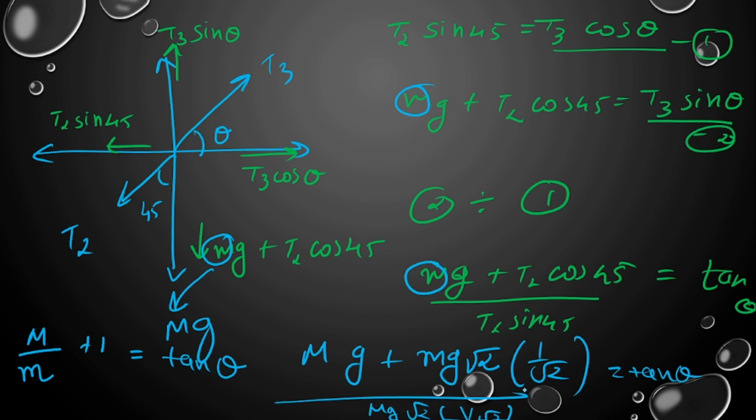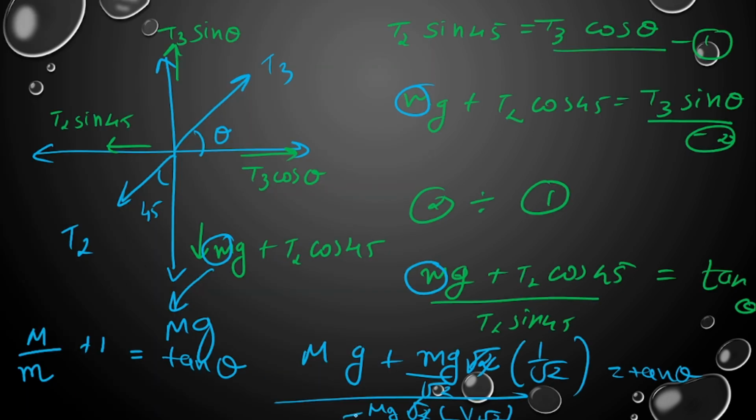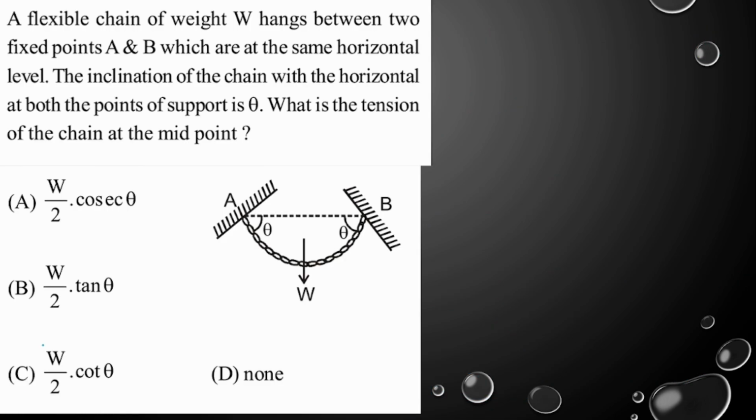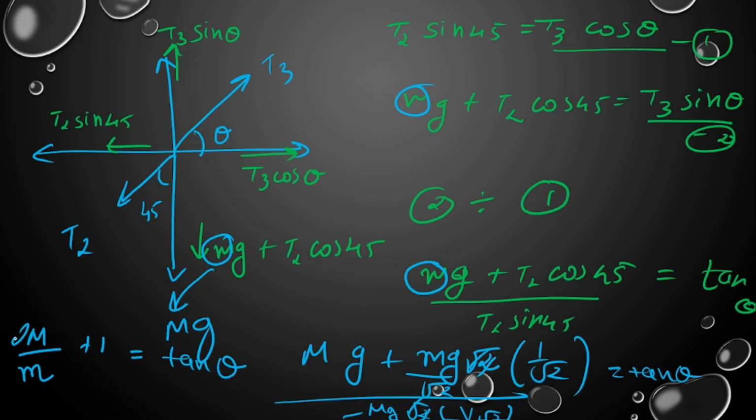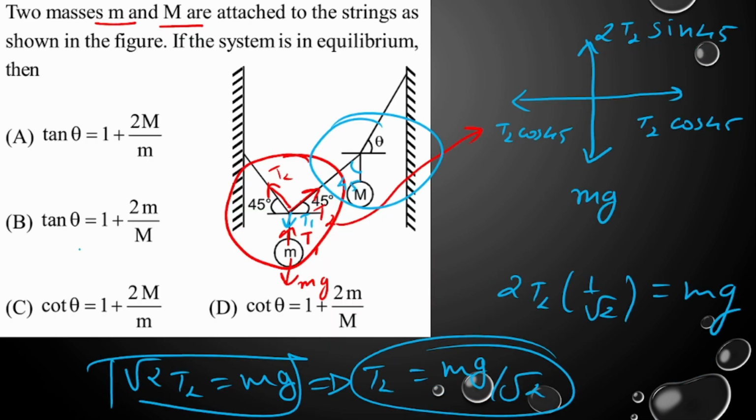Let me make it more clear. We have small mg upon root 2 in the denominator, and the denominator of the denominator will go in the numerator. So we will have 2M by m plus 1 equals tan theta. Solve it over again, you will get the answer 2M by m plus 1 equals tan theta, and we have the option 2M by m plus 1 tan theta, this one.